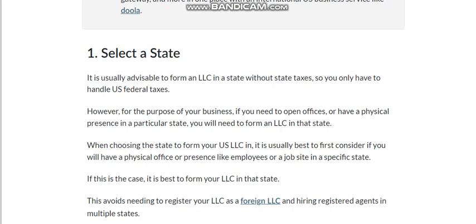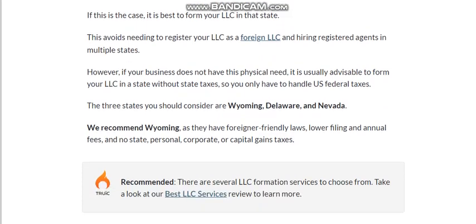When choosing the state to form your US LLC in, it is usually best to first consider if you will have a physical office or persons, like employees or a job site, in a specific state. If this is the case, it is best to form your LLC in that state. This avoids needing to register your LLC as a foreign LLC and hire registered agents in multiple states.